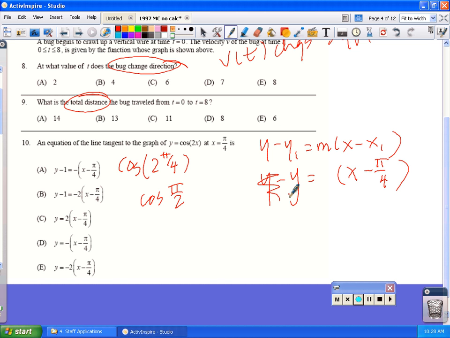The derivative of cosine is negative sine of the angle times the derivative of the angle. Then I put in pi over 4. 2 times pi over 4 is pi over 2. Look at me. Pi over 2. The sine of pi over 2, the y value of pi over 2, is 1. 1 times negative 2 is negative 2. And I choose the answer.